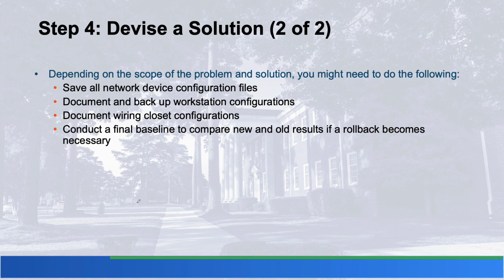Save all the configuration files before you start changing them. Document and backup workstation configurations. Document the wiring in the closet configurations. A lot of times what I'll do is I'll get my cell phone out and just take a picture of the wiring. Once you start making changes and implementing fixes and they don't work, you're probably breaking the system further.